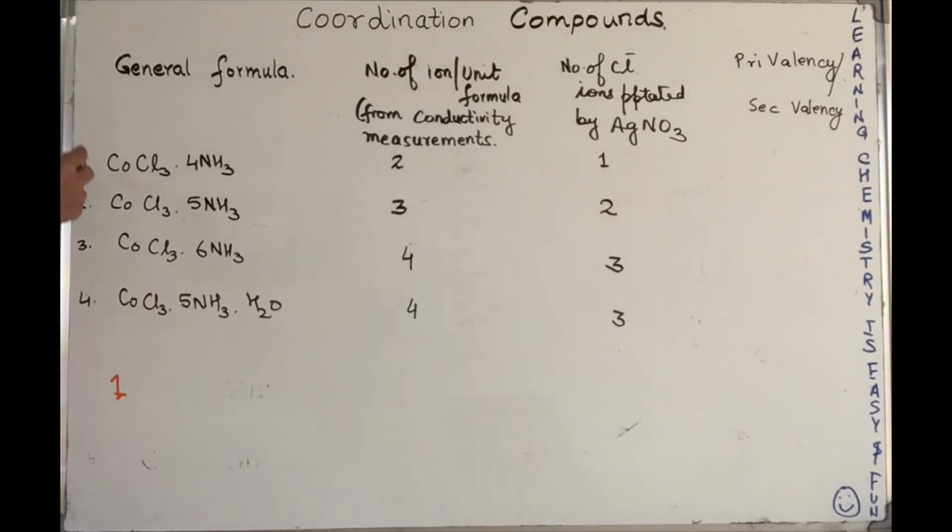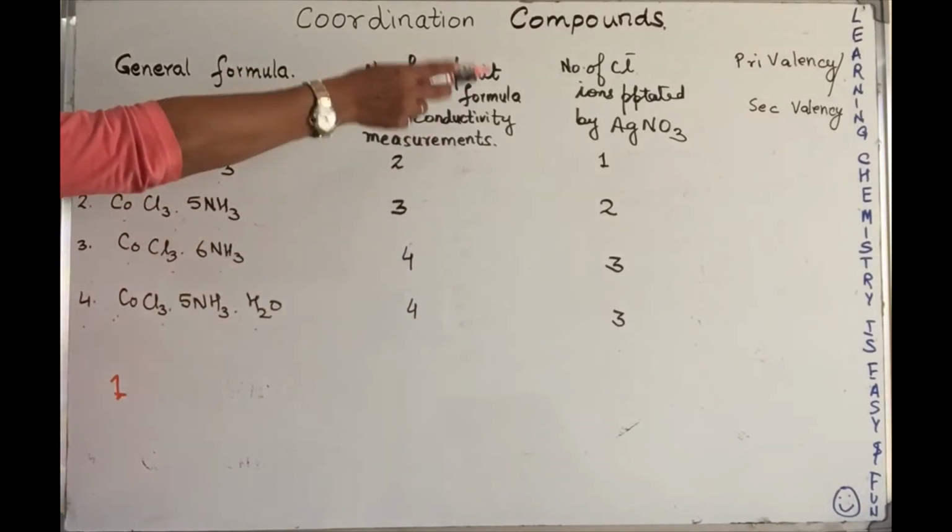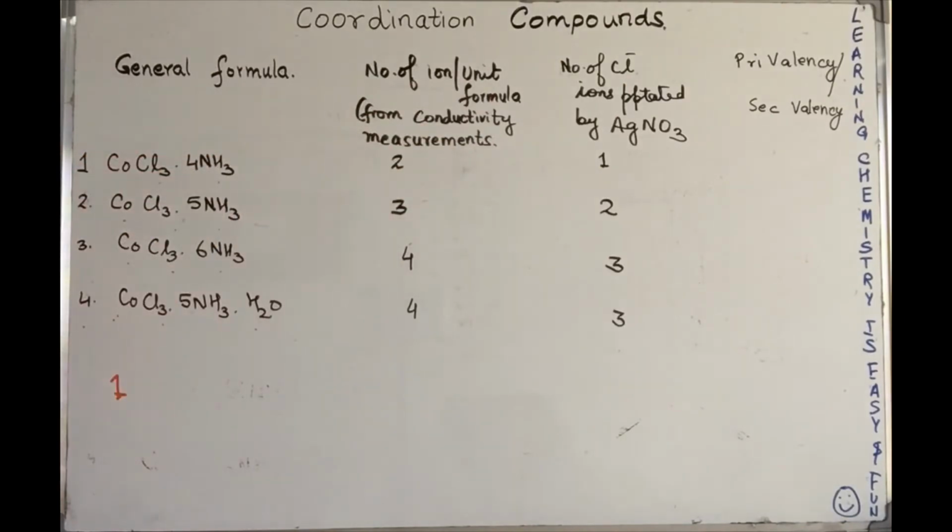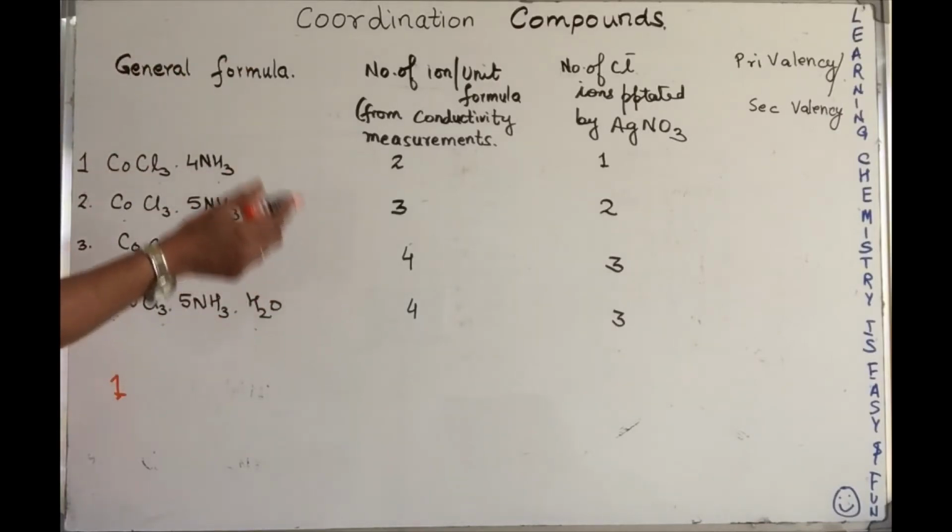So I've listed 4 compounds of cobalt: CoCl3.4NH3, CoCl3.5NH3, CoCl3.6NH3, and a complex involving a water molecule as well, CoCl3.5NH3.H2O. These are the experimental observations which have been listed for you. So let's suppose Werner has done the experiment and he has listed the observations.